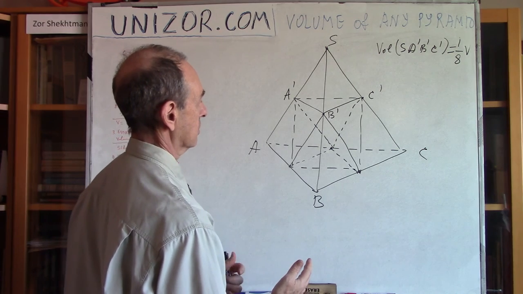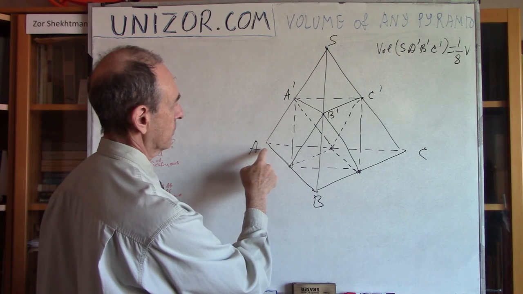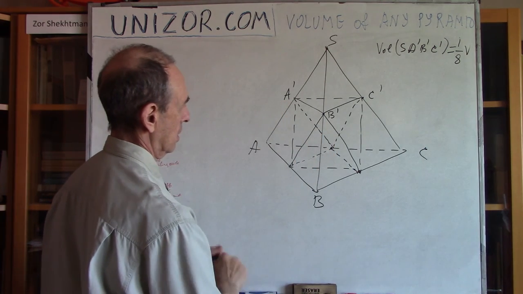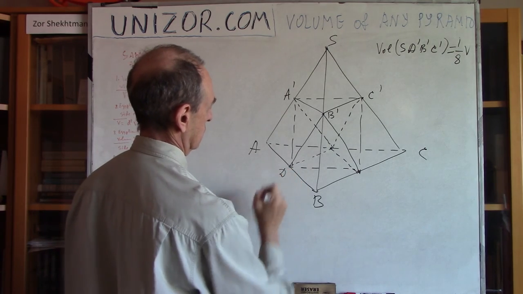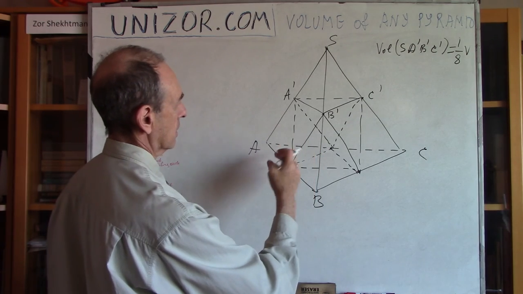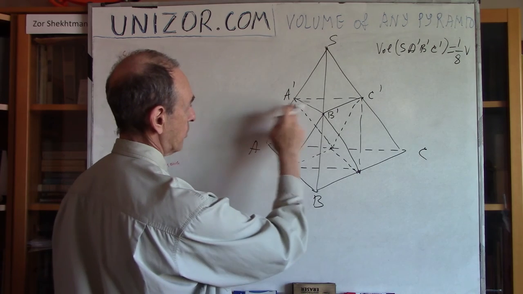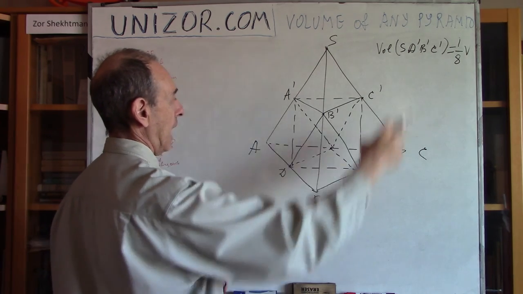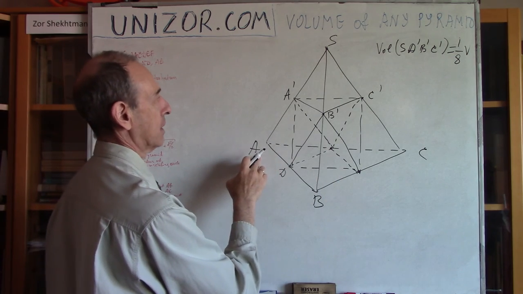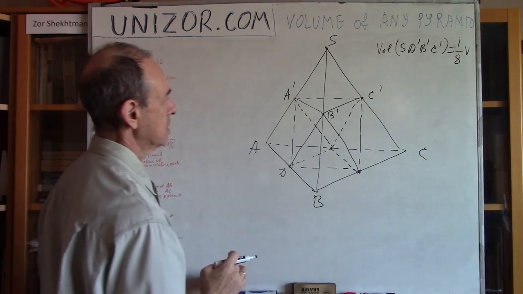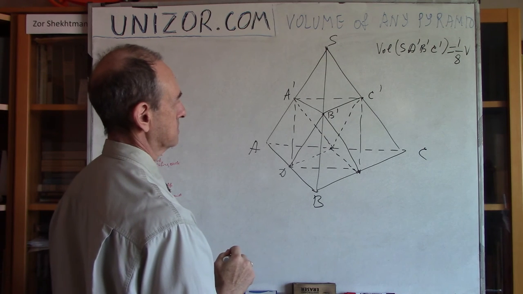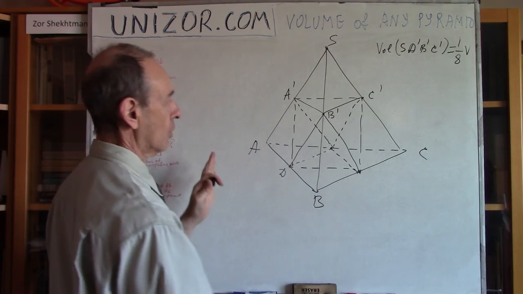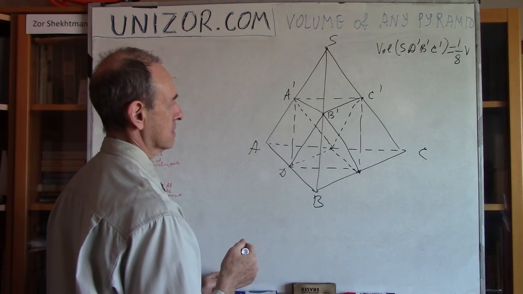Now, in a similar fashion, we can consider a pyramid with the apex A and base A prime, B prime, D. Again, this particular pyramid, A prime, B prime, D, with A as an apex, is similar in a three-dimensional sense to our pyramid, but considered with A being an apex and SCB being the base. So we are cutting this piece, and it's also 1/8 for the same reason, because the scaling factor is 2.